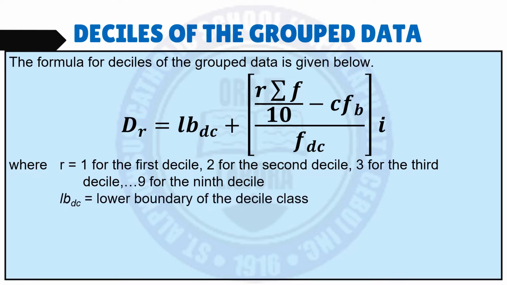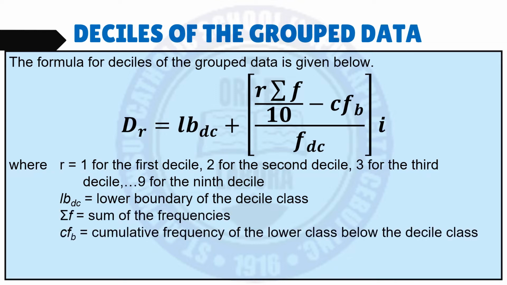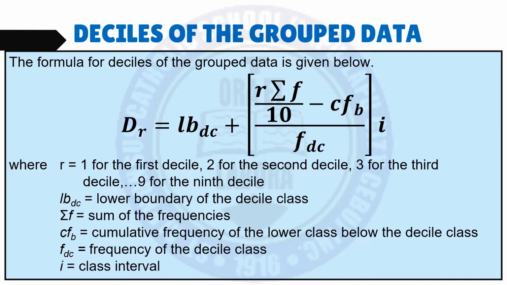LBDC is equal to the lower boundary of the decile class, sigma f is the summation of the frequencies, CFB is the cumulative frequency of the lower class below the decile class, FDC is equal to the frequency of the decile class, and i is for our class interval.